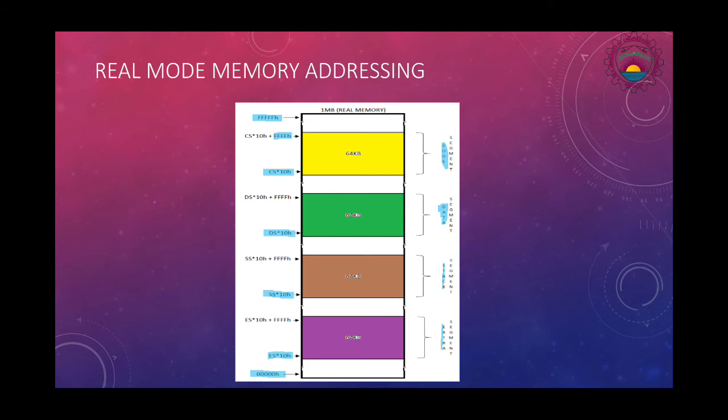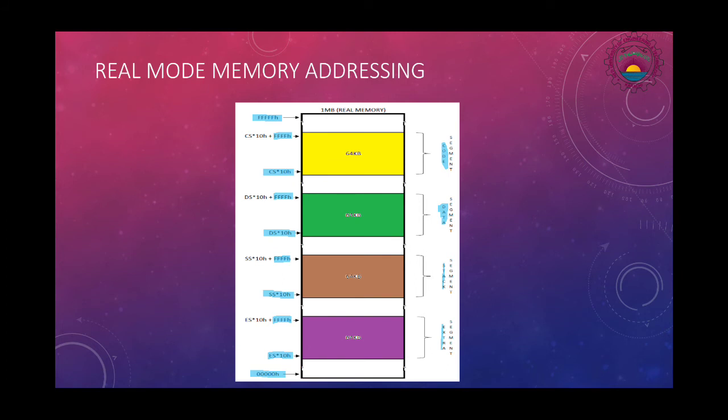Then we have added FFFFH with DS into 10H to get the final address of the data segment. For getting the final address of the stack segment, we have added FFFFH with SS into 10H. So that is the final address for the stack segment within memory. And for the final address of the extra segment, we have added the maximum offset FFFFH with ES into 10H. So that is the final address of the extra segment.